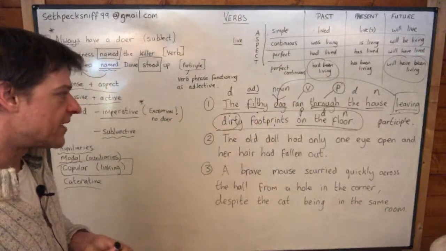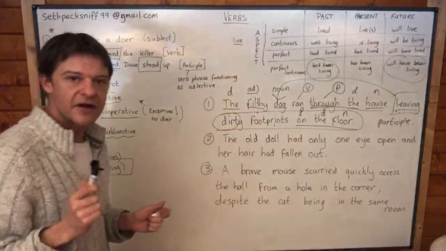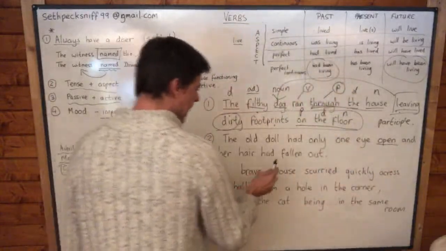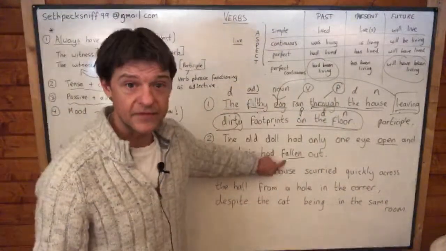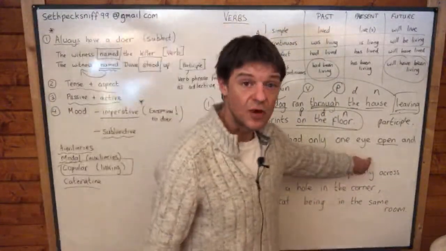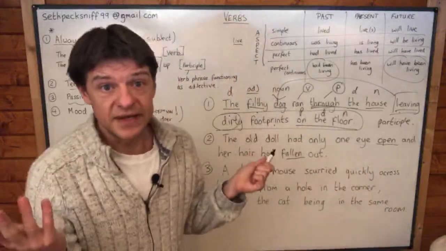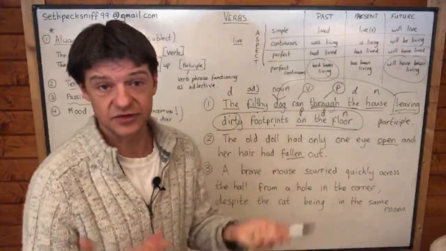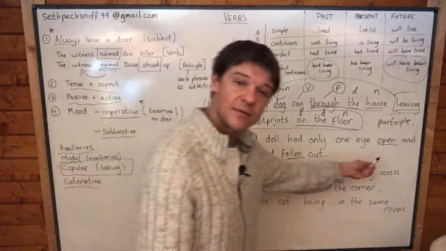The old doll had only one eye open and her hair had fallen out. Now I remember that my son put this word down as a verb and this word down as a verb. And of course he's right about this one. But is he right about this one? Well, I can understand why he would immediately think opening something is an action, because it is, yeah? And closing something is an action. To open is a verb, to close is a verb. But is it a verb in this sentence?